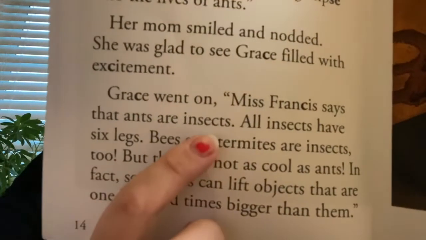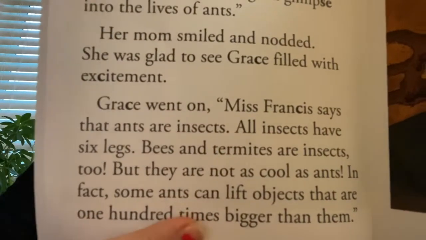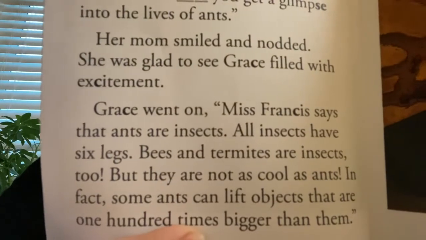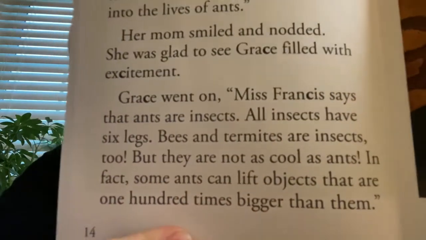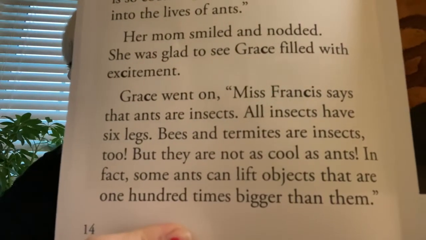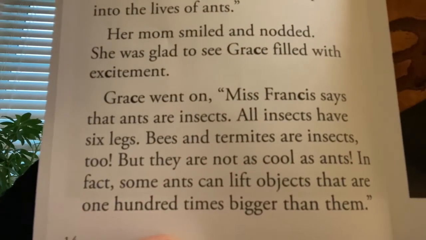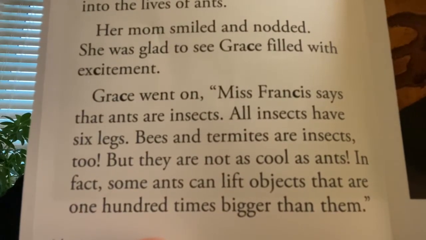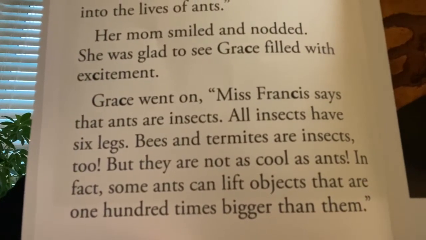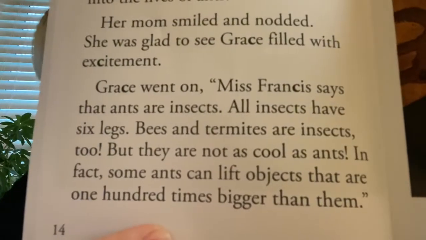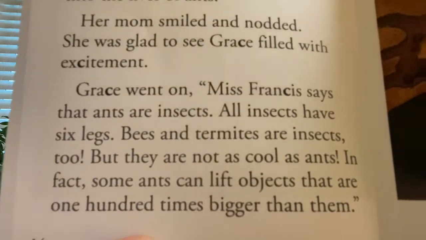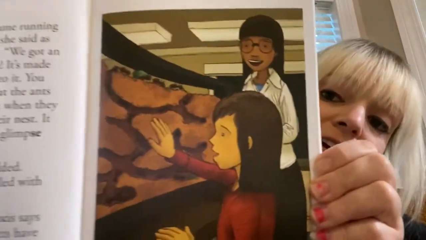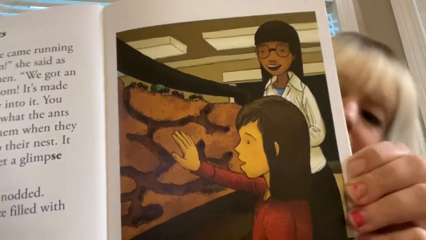There's that word, insects. That's our vocabulary word. "All insects have 6 legs. Bees and termites are insects too, but they are not as cool as ants. In fact, some ants can lift objects that are 100 times bigger than them." Okay, let's get a glimpse of the picture again. There's Grace with her teacher looking at the ant farm.